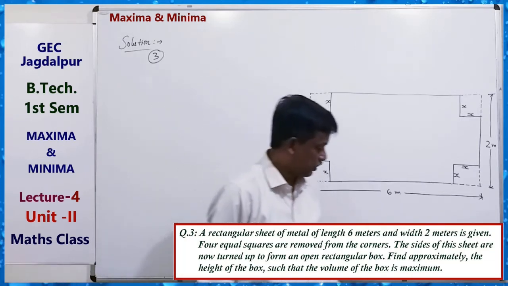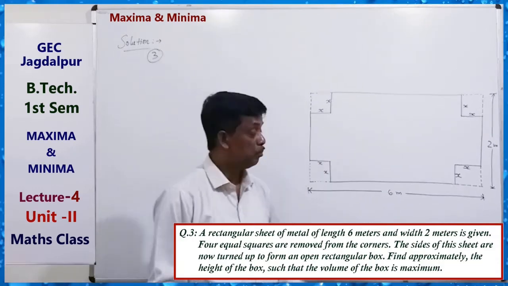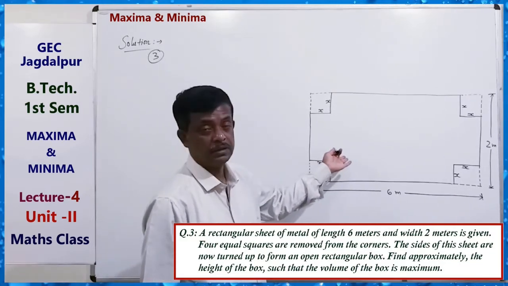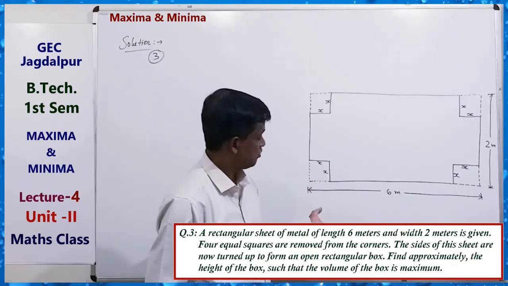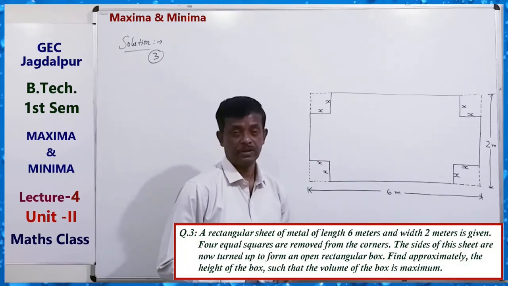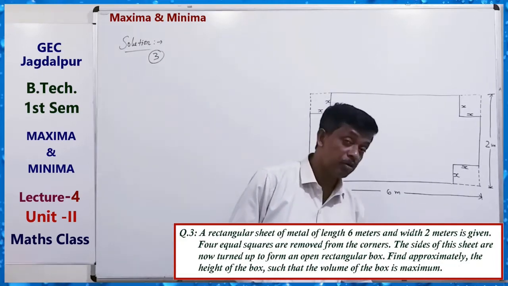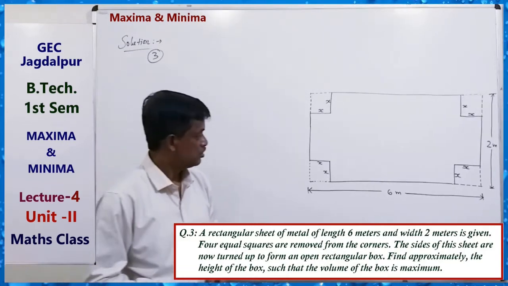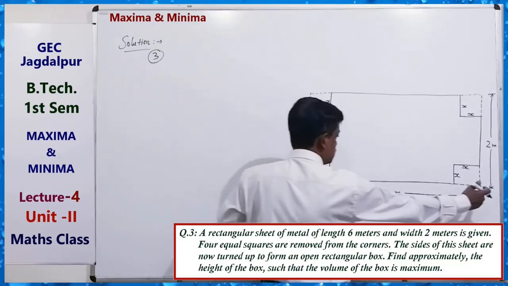Clear? So we have to find what? The height of the box so that the volume of the box is maximum. So the rectangular sheet is this. So we get a cuboid. So how can we write the volume of a cuboid? Length into breadth into height. So here, we see that this is 6 centimeter, total is 6.